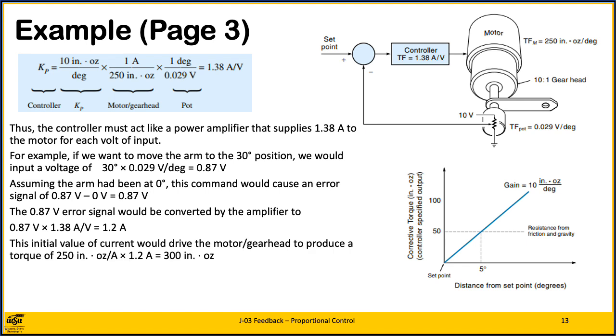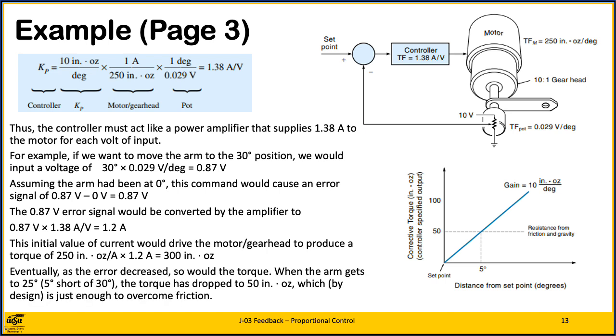This initial value of current would drive the motor to produce a torque of 250 inch-ounces per amp times 1.2 amps, or 300 inch-ounces. Eventually, as the error decreased, so would the torque. So when the arm gets to 25 degrees, 5 degrees short of 30, the torque has dropped to 50 inch-ounces, which by design is just enough to overcome friction.